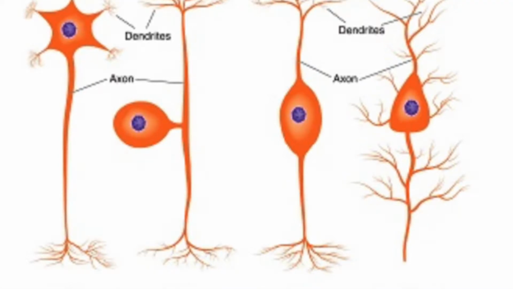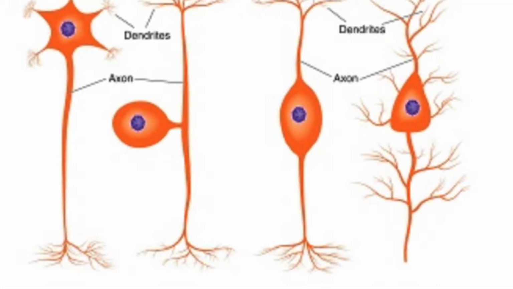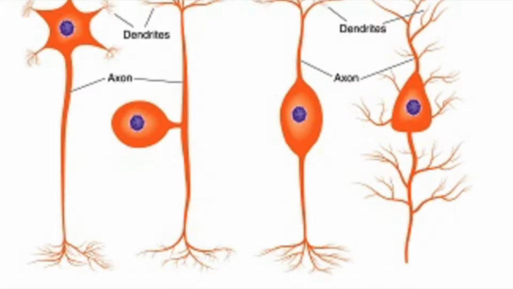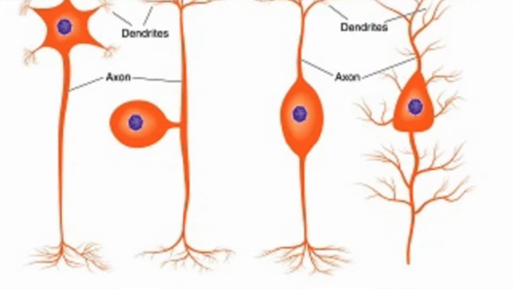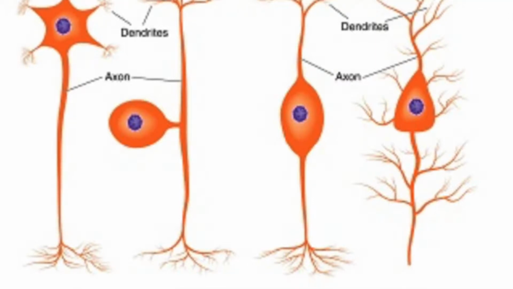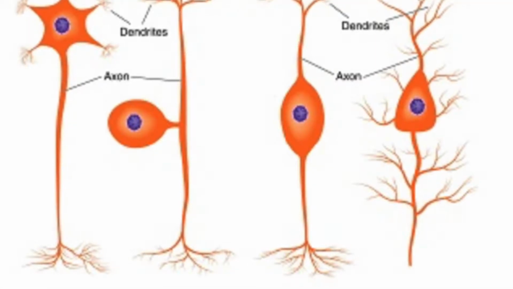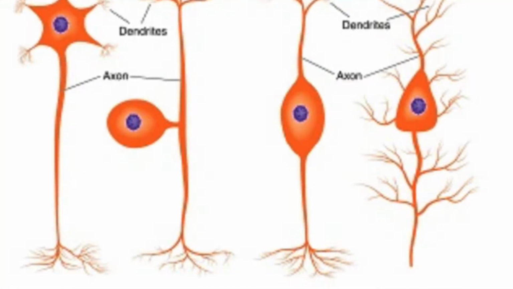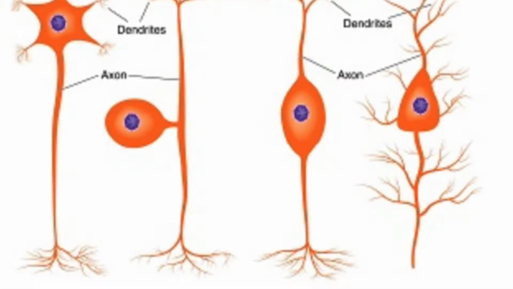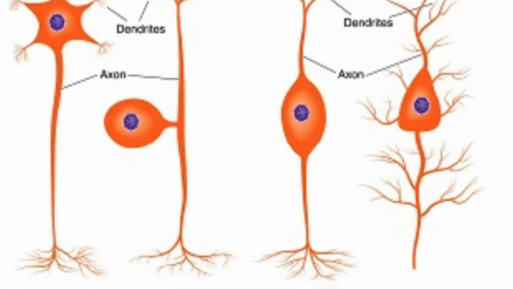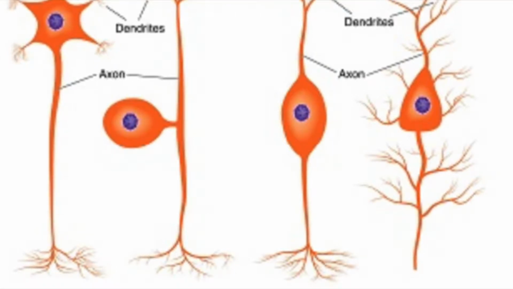Next are unipolar cells. These have one arm coming off of the cell body. They transmit nerve impulses and are found mostly on the spinal cord. Third, there are multipolar cells, which have a single axon and multiple dendrites. These allow for many messages to be received by the neuron. They're most commonly found on the brain and the spinal cord.